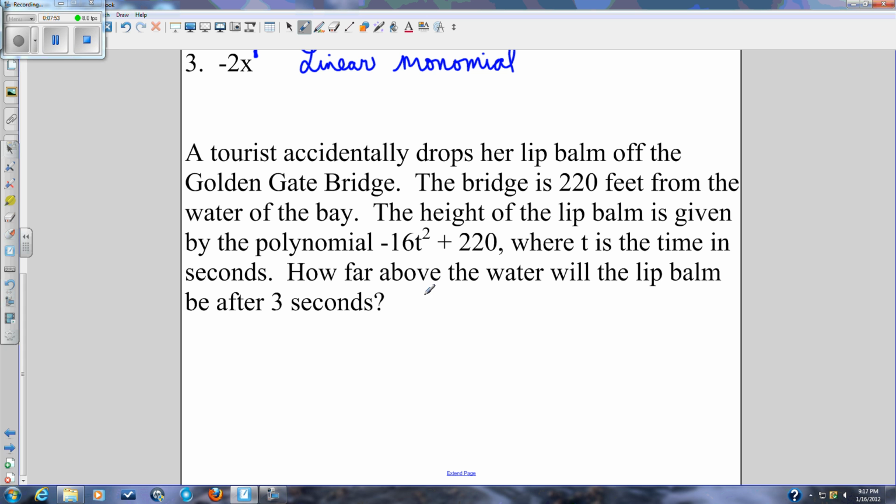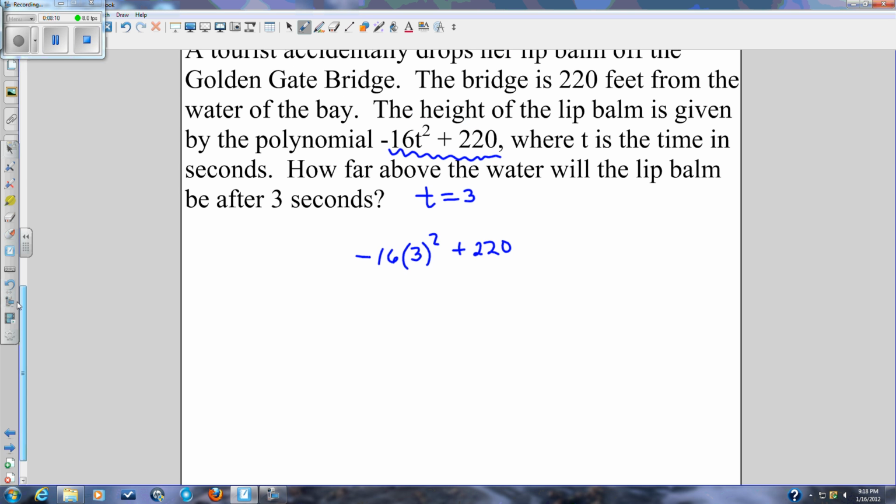And so basically we are being told that t is 3, and we're being asked to substitute it into this polynomial. So we're going to say negative 16 times 3 squared plus 220. Well, 3 squared gives us 9. So we have negative 16 times 9 plus 220. So that gives us negative 144 plus 220, which gives us 76 feet. Okay, so after 3 seconds, the lip balm will be 76 feet above the water.